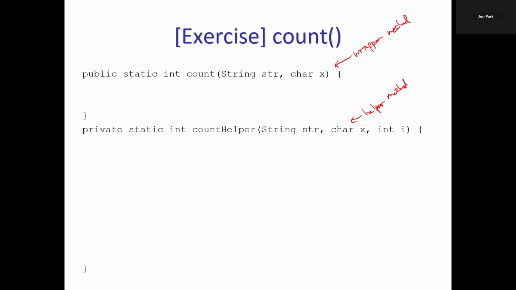Here you see why you can't just change count to have this additional I, because the user won't know what value to pass in. But in this case, we know exactly what value needs to be passed in. So I guess you have two options. You can have count helper start from the beginning and make progress towards the end, or have it start at the end and make progress towards the front.